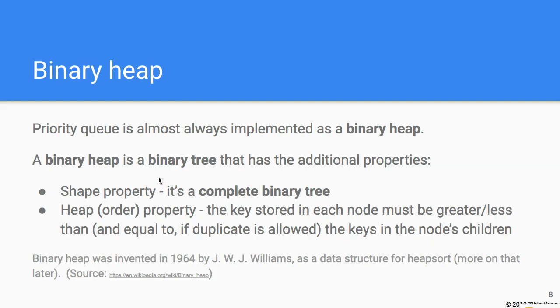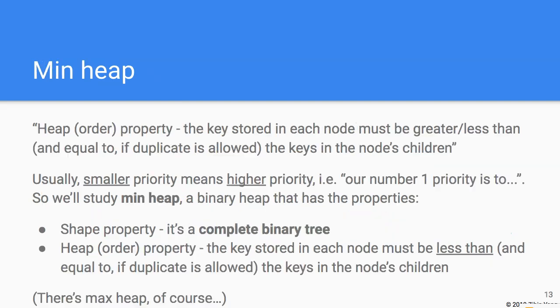So we're going to be talking about min heap in this video, and min heap is one of the binary heaps that can be used as a priority queue. Now, previously we talked about a binary heap and it has these two properties, the shape property and the heap order property. We haven't quite talked about the heap order property. So the heap property says the key in each of the nodes must be either greater than or less than the keys in the node's children.